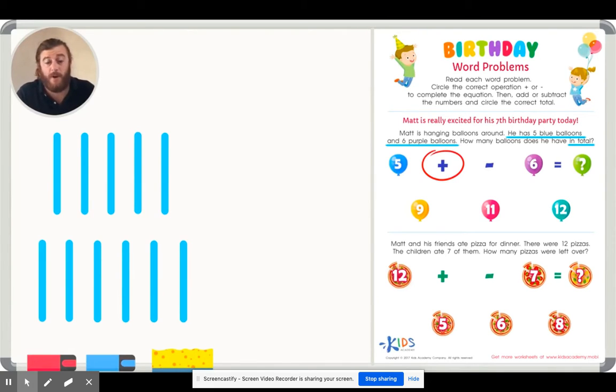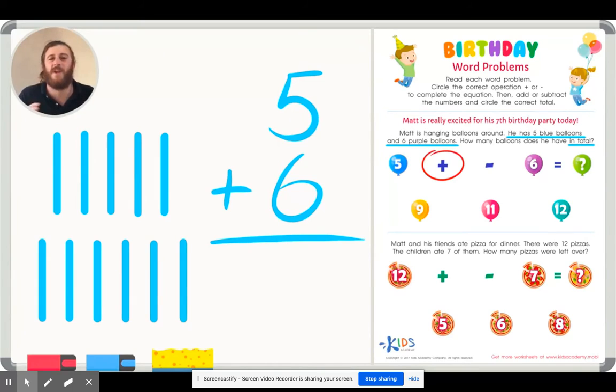So let's count our balloons or add them together. I know we have 5 in the top row. 1, 2, 3, 4, 5. But let's keep counting to find out the total. 6, 7, 8, 9, 10, 11. Okay, I think there's 11 balloons. But let's just write 5 plus 6 and check one more time.